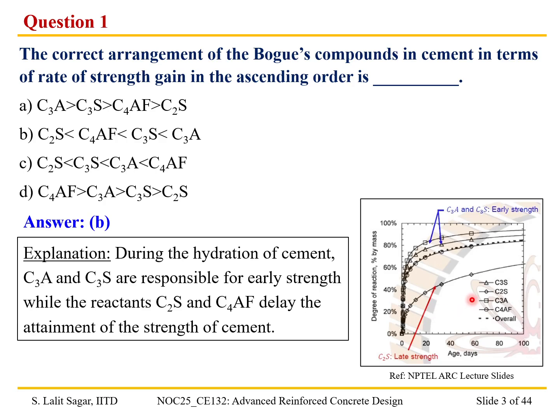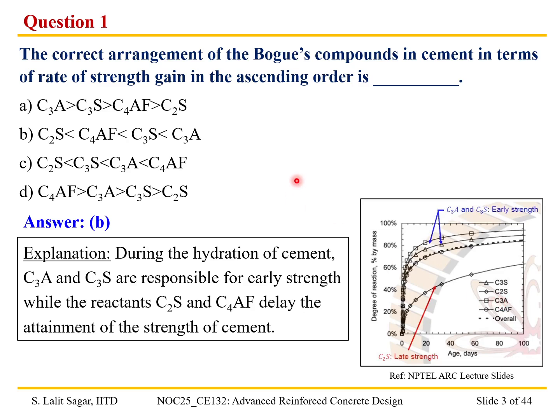After that we have this particular curve with the circle marker, and that corresponds to C4AF. So after C2S, the second compound in terms of the rate of strength gain is C4AF. Then we have another curve represented by the triangle marker, that is C3S, and ultimately we have the fourth curve, with the square markers, which is C3A.